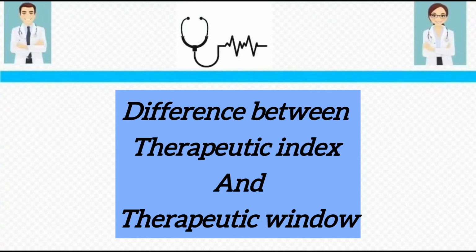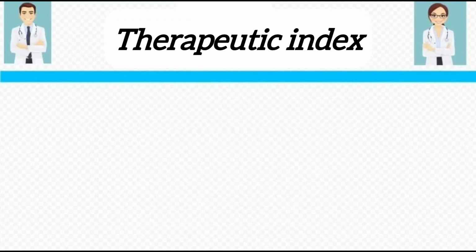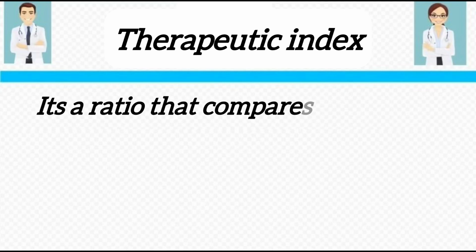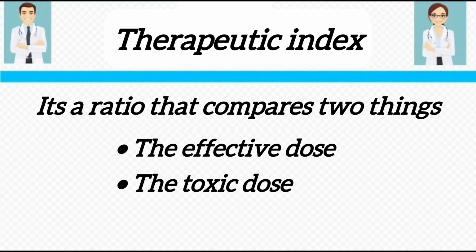Difference between therapeutic index and therapeutic window. First of all, we talk about the therapeutic index. The therapeutic index is a ratio that compares two things, the effective dose and the toxic dose. In therapeutic index, we see the effective dose and the toxic dose: the dose of a drug that is effective and the dose of a drug that is toxic.